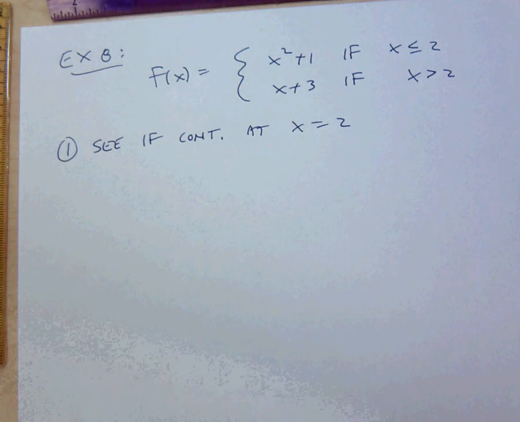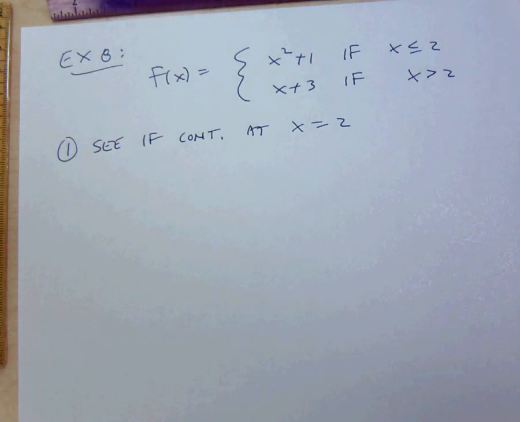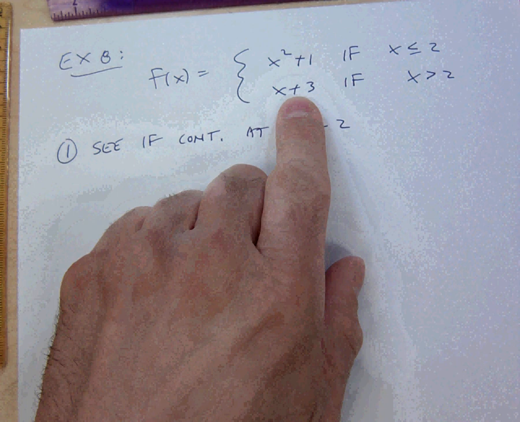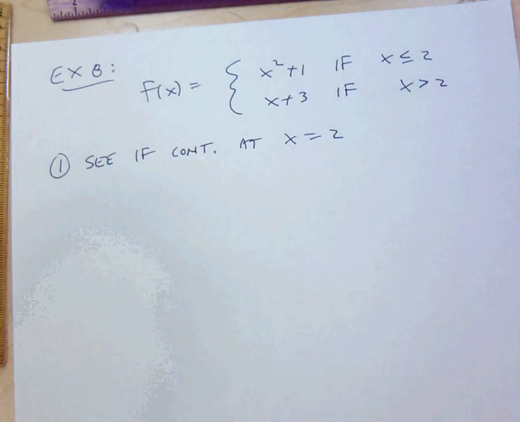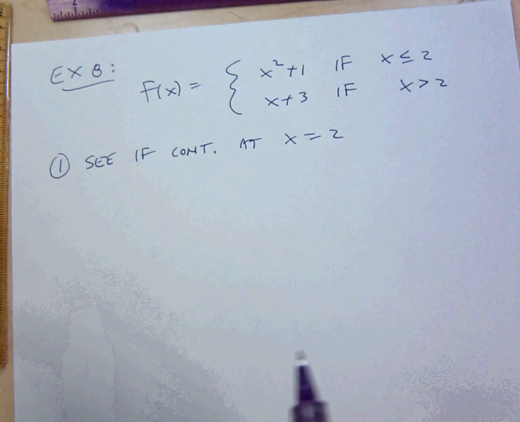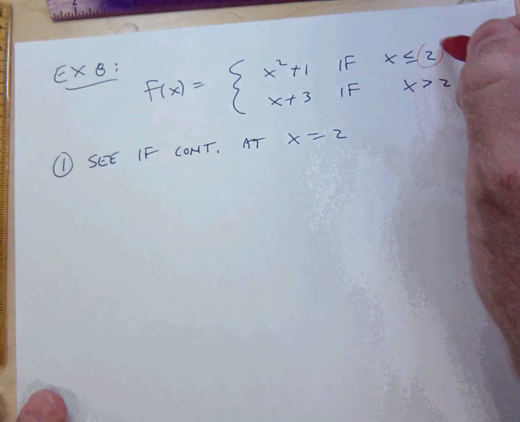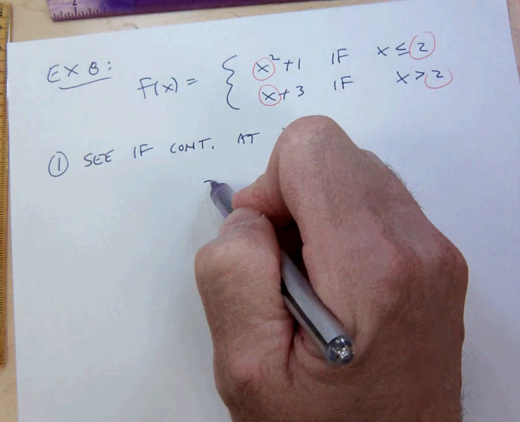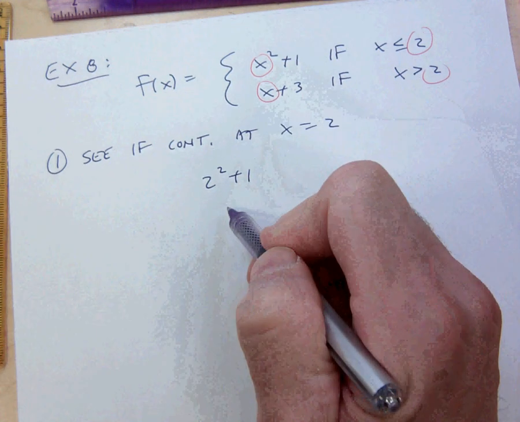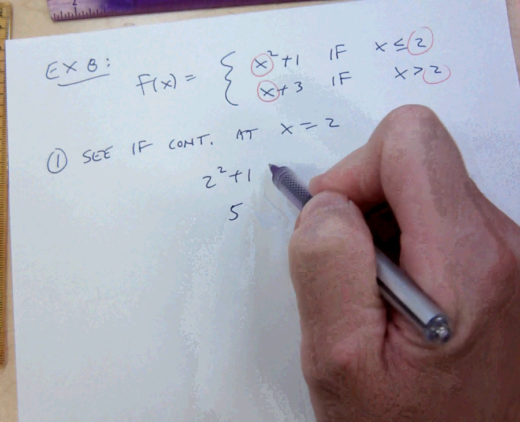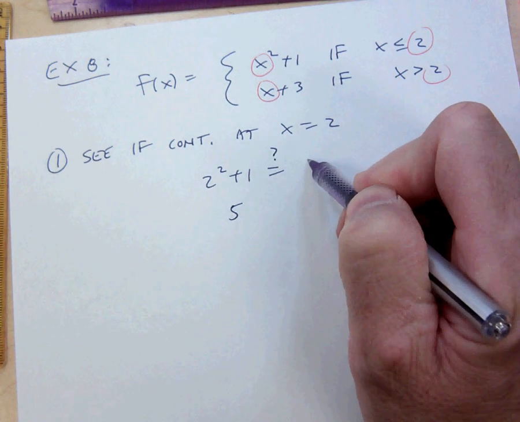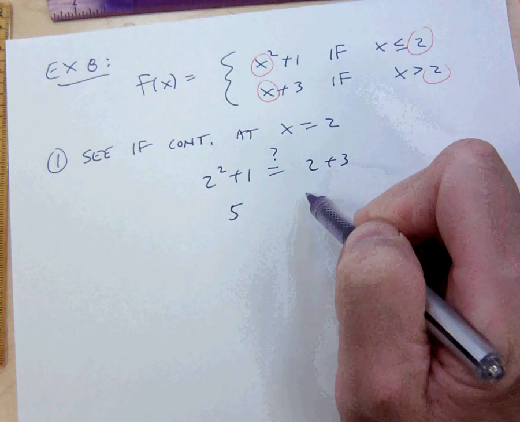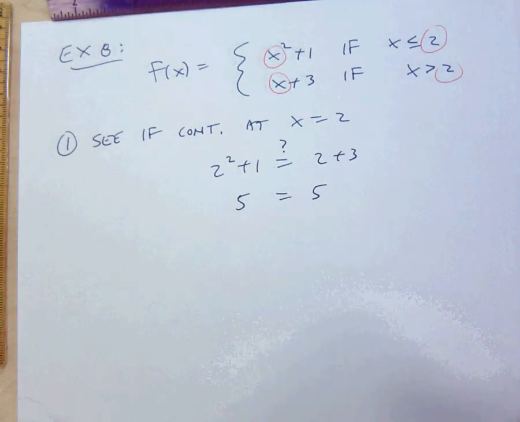So all I've got to do now is see if the line and the parabola come together and meet up at 2, right? Okay, so how do I check that? How do I check if that parabola and that line meet up at 2 or not? By plugging in the 2 here and here. What do I get when I plug in the 2 on top? 5. Now I want to know, does that equal what I get when I plug a 2 in on the bottom? What do you think? 5. Is it continuous? Yes.